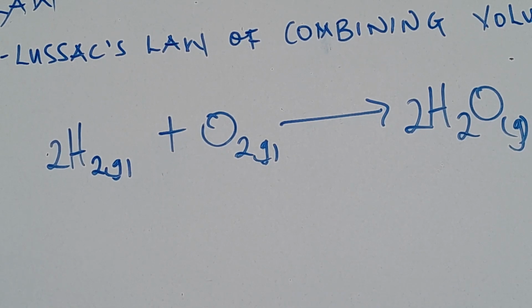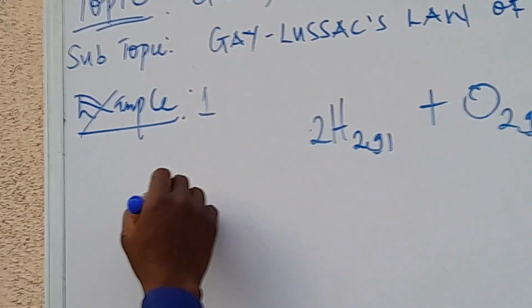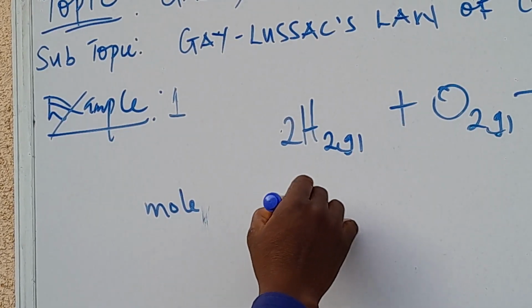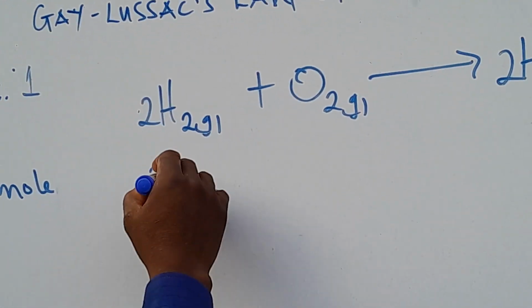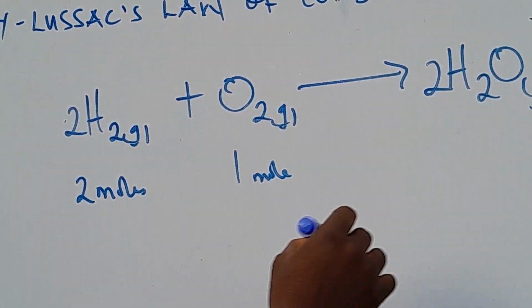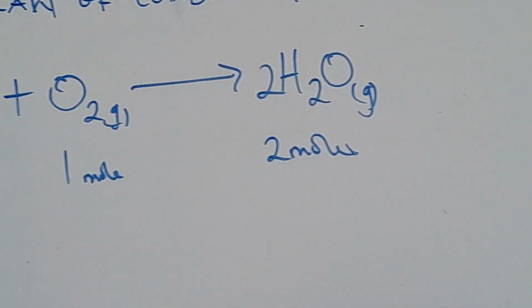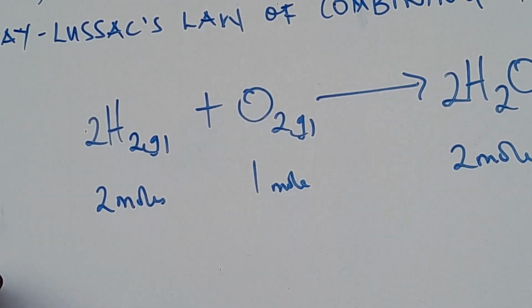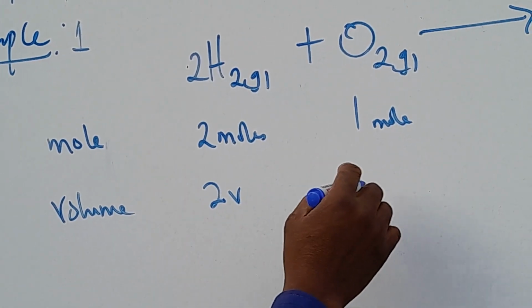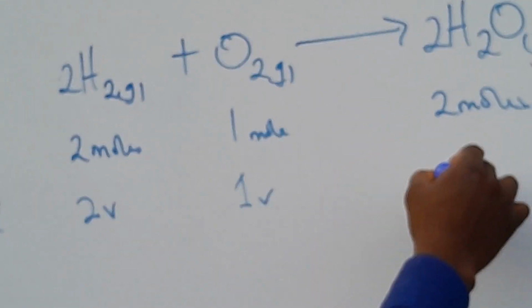You have to balance this, and see all of them are in gaseous state. Remember the definitions. The next thing is for us to look at the moles. What are the moles here? This is 2 moles of hydrogen, 1 mole of oxygen gas and 2 moles of steam. That's in terms of moles. We can also look at it in terms of volume: 2 volumes, 1 volume and 2 volumes.